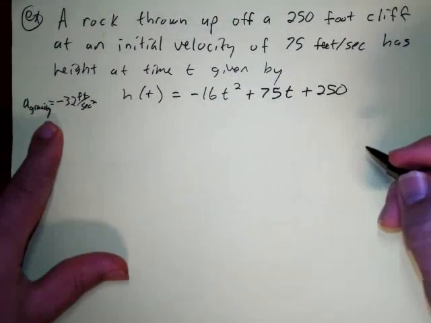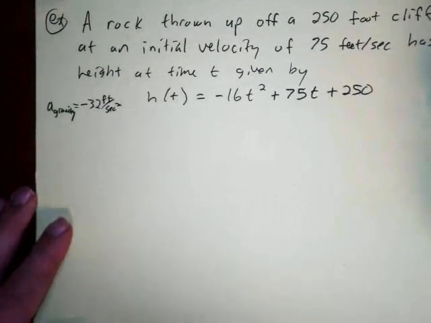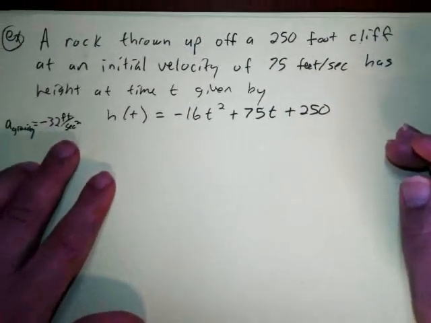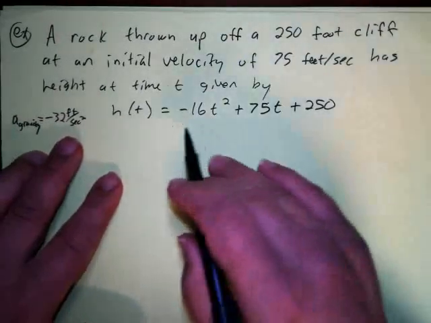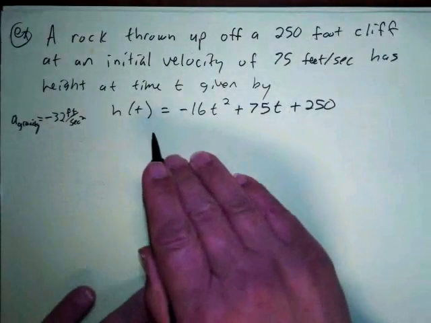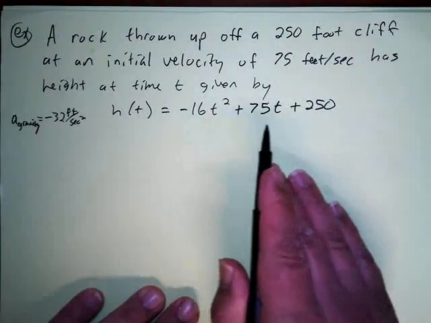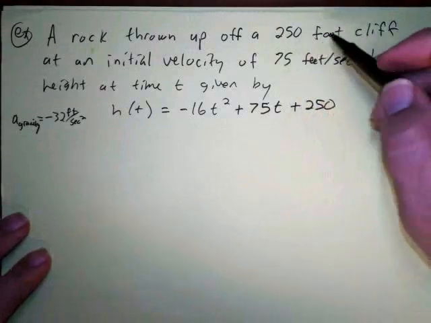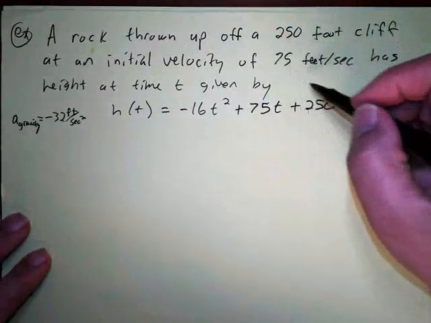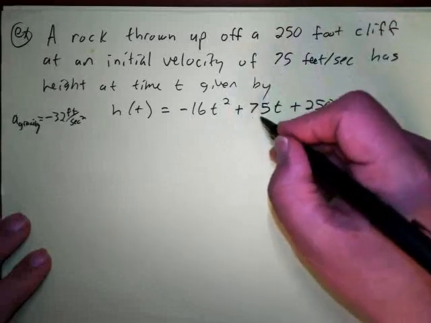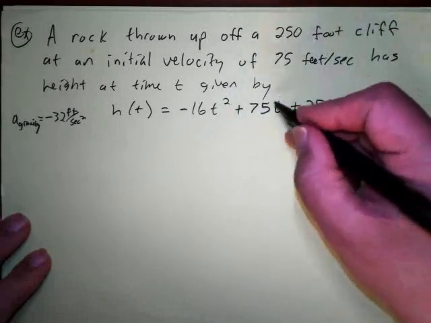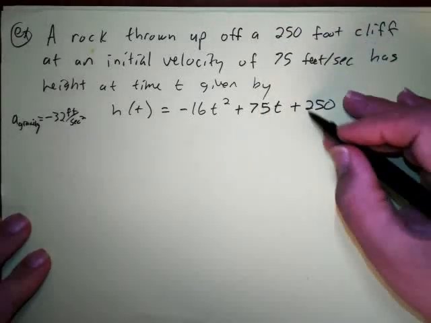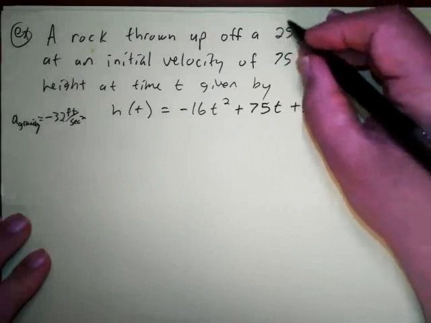So the acceleration due to gravity is -32 feet per second squared. And so this is going to give us the height of the rock if we throw it up at an initial velocity of 75 feet per second. This initial velocity here is the coefficient on the t term, and then it's off of a 250-foot cliff. And so the constant term is the height.